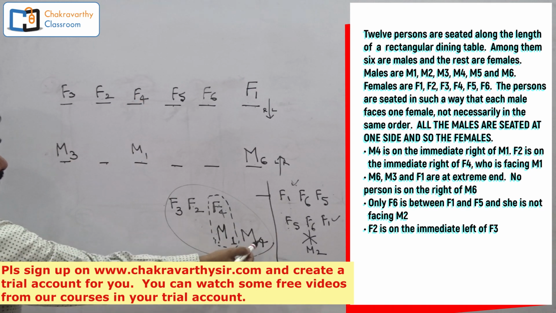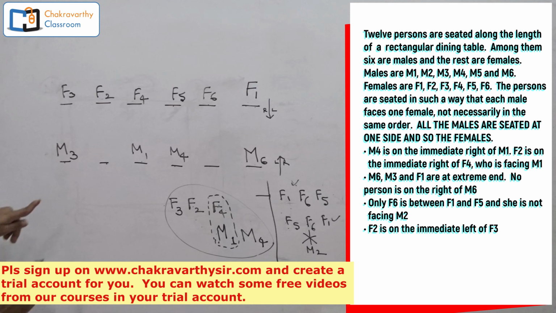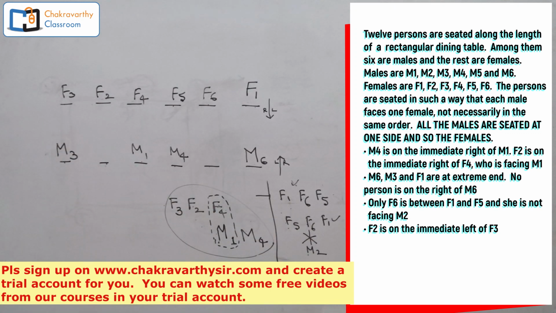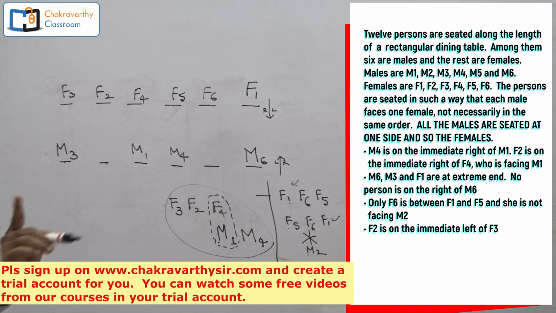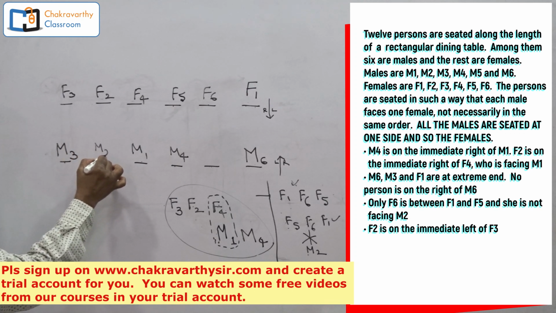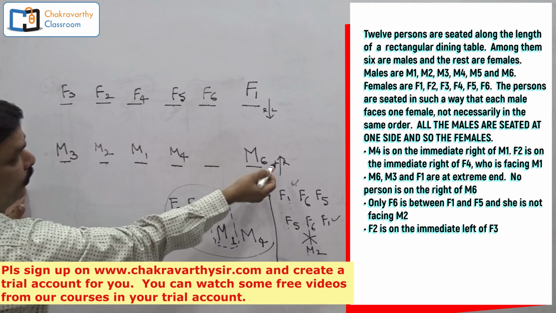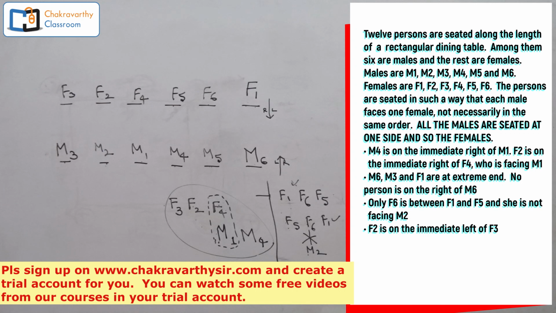On the right side of M1, it should be M4. As simple as this. Almost I have cracked the puzzle. Now two places are remaining. Very clearly they have given that F6 should not be facing M2. So there is no place for M2 here. Only one place is left for M2, this one. Then when M1, M2, M3, M4, M6 are over, M5 should be here. This is how you need to go for the arrangement.